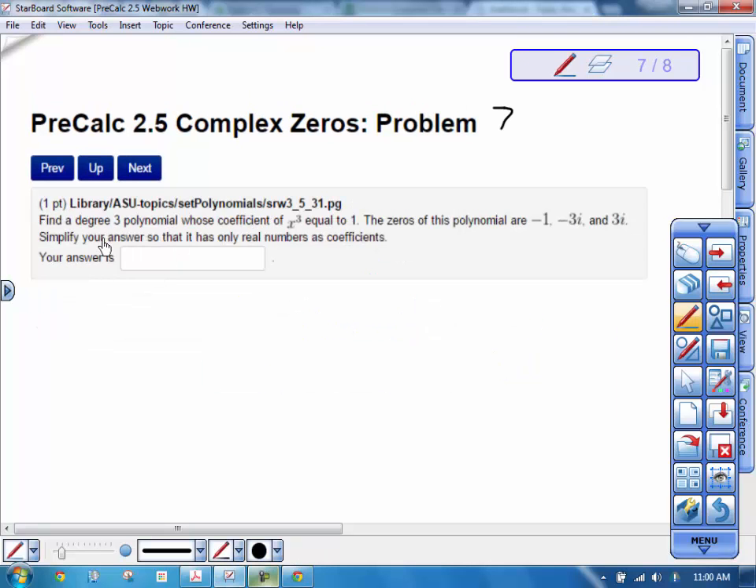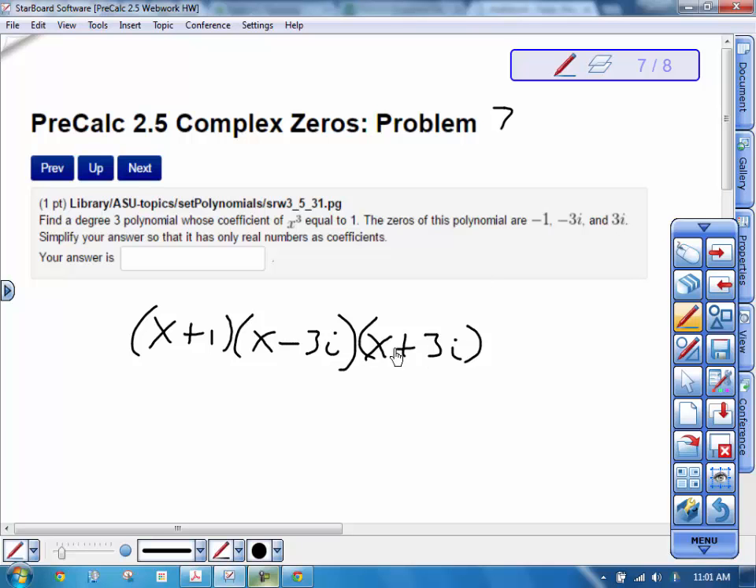It says find a degree 3 polynomial whose coefficient on the x cubed term is equal to 1. That'd be the A value, if it's a degree 3. The zeros of the polynomial are negative 1, so that'd be x plus 1 as a factor. And then you'd also have x minus 3i and x plus 3i, so that these are zeros as well. And then just FOIL this out.